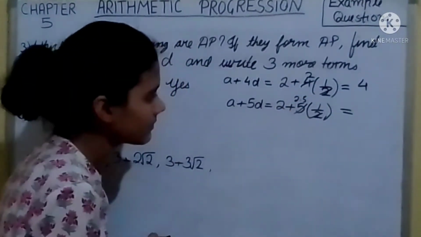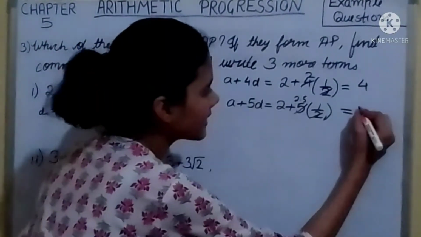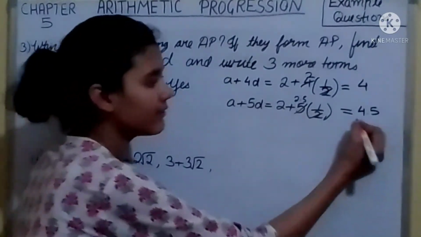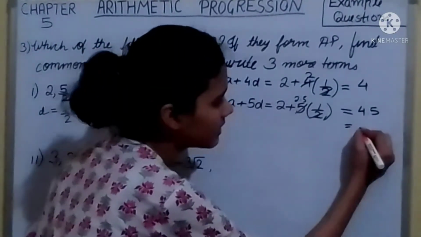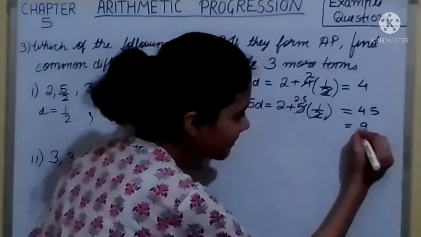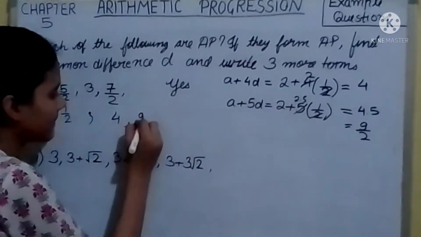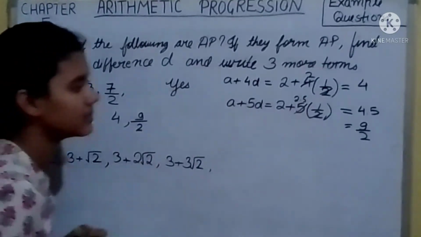So what we will get is 4.5. Now if we convert 4.5 in fraction, then we will get like 9 by 2. Okay, so the next one is 9 by 2.